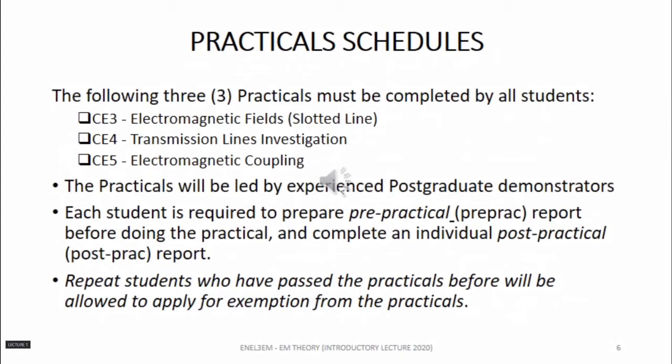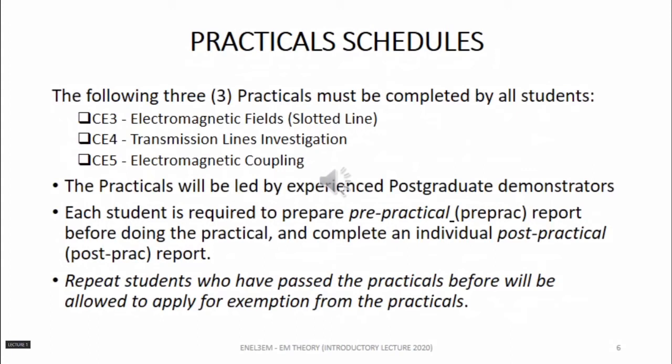Now the first one, CE3, is entitled Electromagnetic Fields, and this particular one uses the slotted line, and in the slotted line we get what we call standing wave ratio measurements. When we have a load terminating a transmission line, depending on the type of load and how the load ZL relates to the characteristic impedance of the line, we can have a standing wave pattern along the line. So we'll determine SWR, the standing wave ratio, for different types of loads.